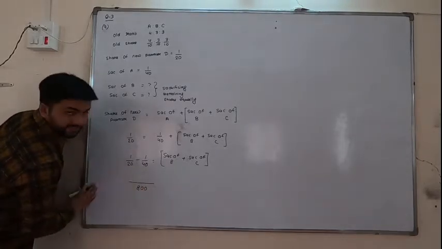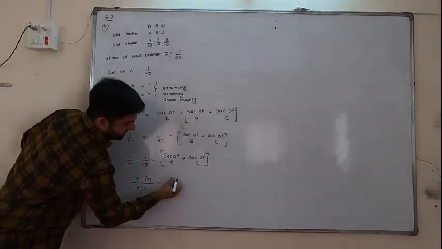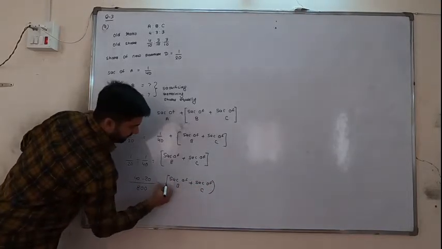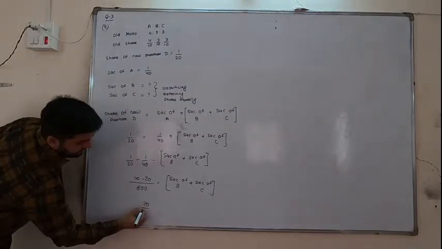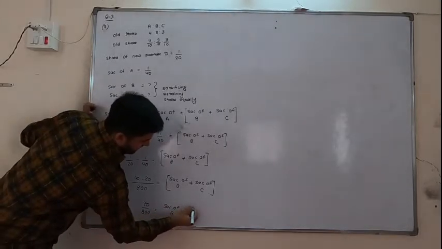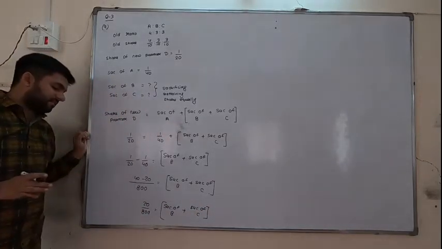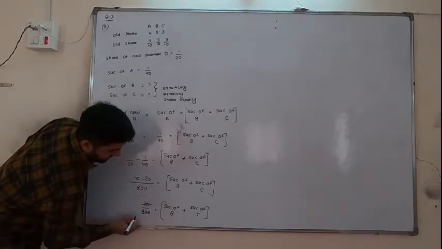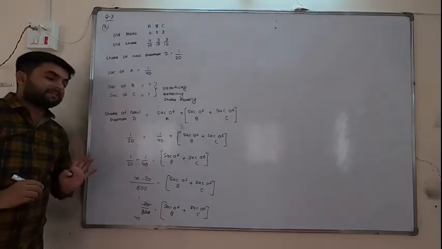40 into 20 is 800. 40 into 1 is 40, 20 into 1 is 20, sacrifice of B plus sacrifice of C. Still you write both in brackets. Now 20 by 800 is equal to sacrifice of B plus sacrifice of C. As I said, if it is possible then you can cut the terms. 0 will be cut and 20 by 80 we will get as 1 by 40. Why 1 by 40? 20 into 40 is 800.